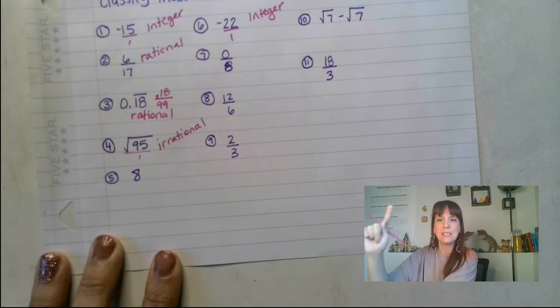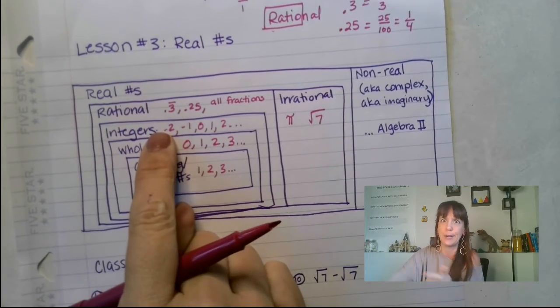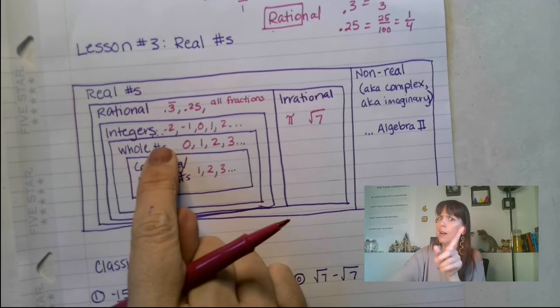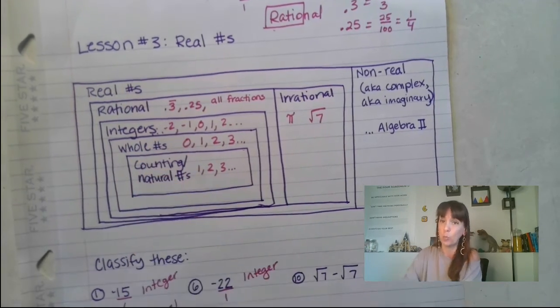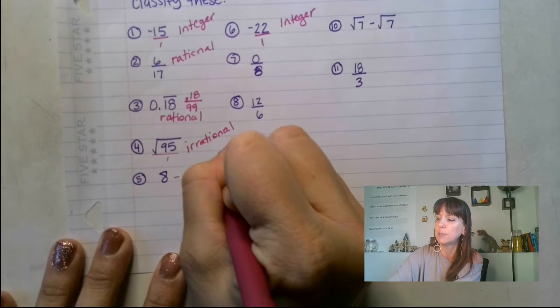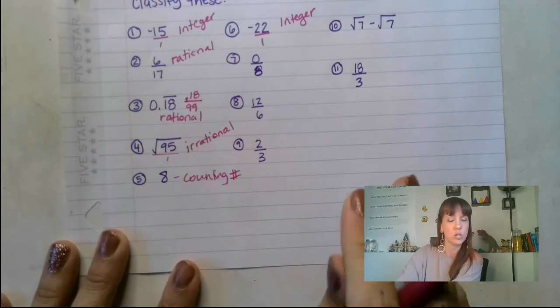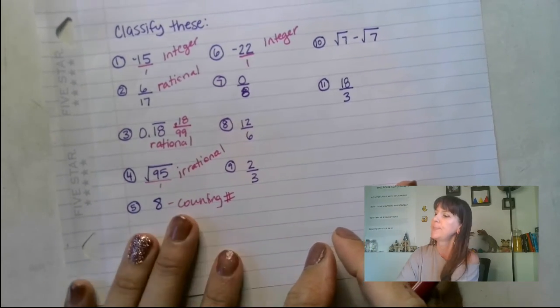8. Yes, that is rational, but it's not just rational. It's also an integer, but it's not just an integer. It is a whole number, but it's not just a whole number. It's also a counting number. We can use it to count. 8. So this is a counting number. You would get it wrong in my class if you put like rational, because it's more than just a rational number. Give it its full proper title.